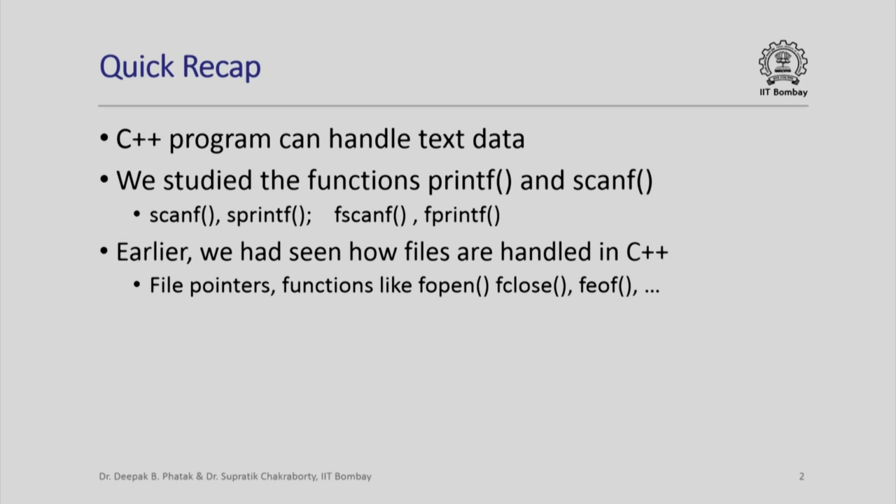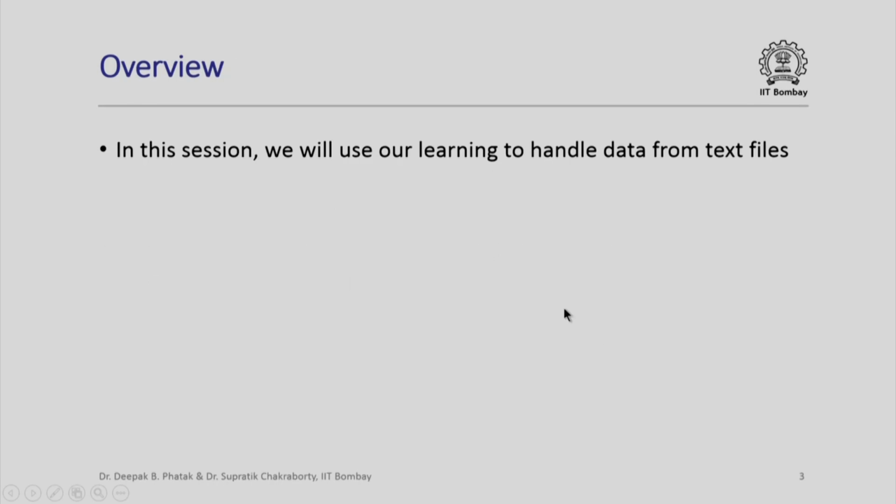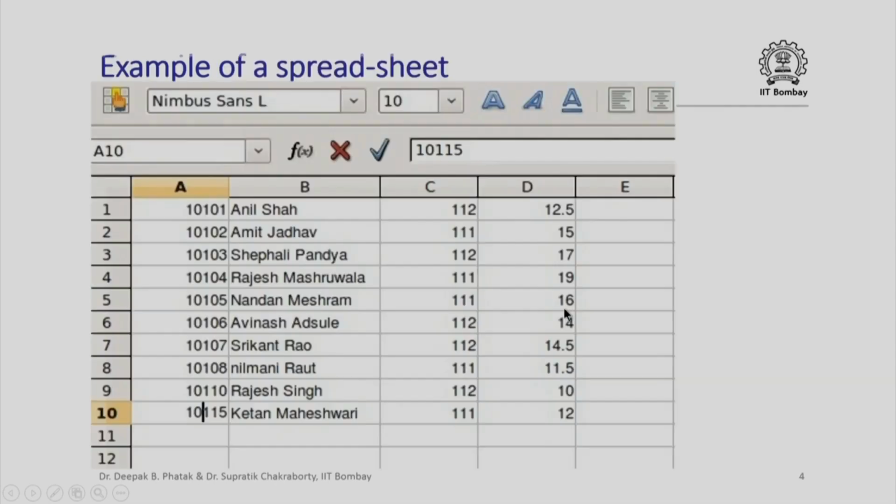We have studied functions like printf and scanf and their variants sscanf and sprintf and fscanf and fprintf. Earlier we had also seen how files are handled in C, namely we have to define file pointers and we have functions like fopen, fclose, feof, etc. In this session we will use our learning to handle data from text files rather than from keyboard input and produce output on monitors.